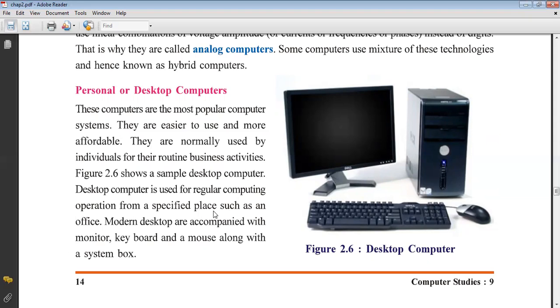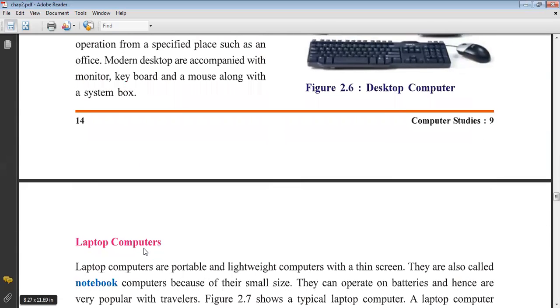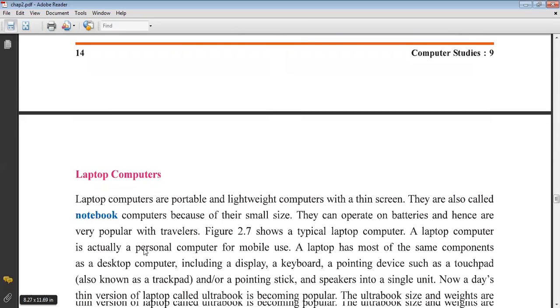Desktop computer is used for regular computing operations from a specified place such as an office. Modern desktops are accompanied with a monitor, keyboard and mouse along with the system box. This is a simple example of a desktop computer.